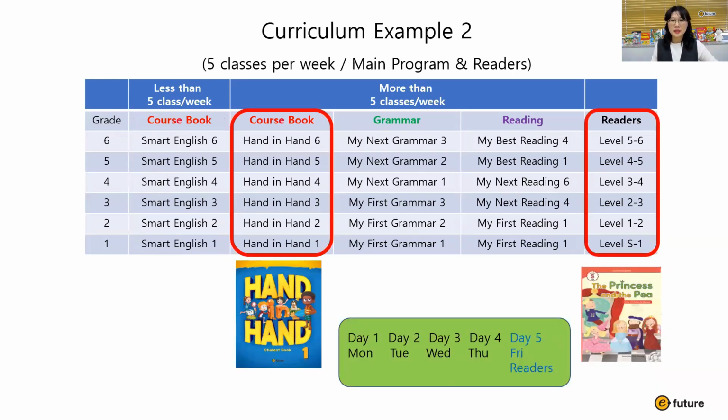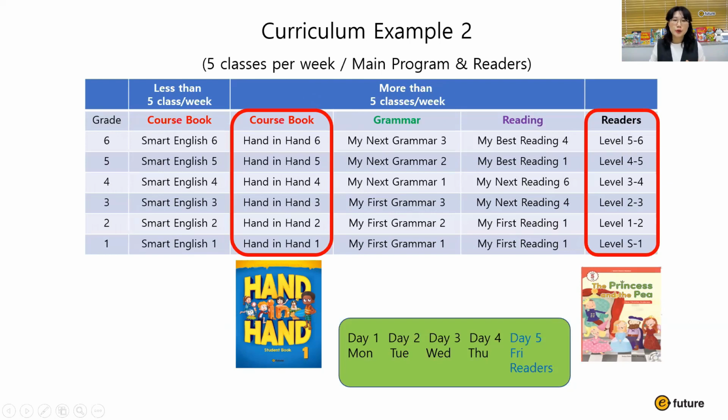And look at this example 2. If you teach 5 classes per week, and you want to use the main program together with readers, many schools do this, right? They want to use readers together with the main program. Then you can use Hand in Hand. This is our primary course book series together with readers, and we have the matching levels for the readers, so you can use them together.